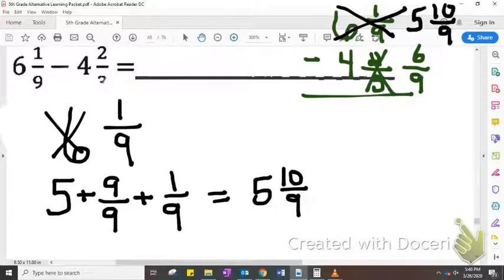This one is written with an improper fraction. But the good news is now I can subtract and come up with my answer. So 10 ninths minus 6 ninths is 4 ninths. And then 5 minus 4 is 1. So we're left with 1 and 4 ninths. The last thing you need to check is to see if this is in simplest form. And it is, because 4 and 9 don't share any common factors.